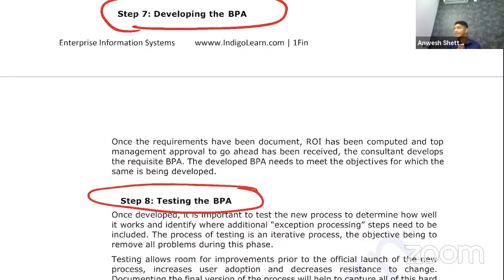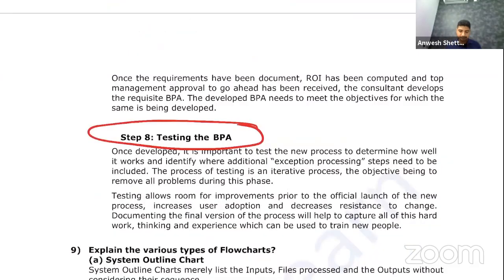So how many steps are there? There are 8 steps. Okay, so quickly revise these 8 steps. Then we are done with this question.